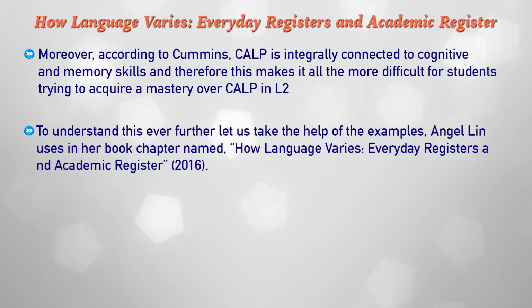To understand this even further, let us take the help of the examples Angel Lin uses in her book chapter named How Language Varies, Everyday Registers and Academic Registers, 2016. We will read and try to understand which of these two texts are more associated with a BICS context and which is more associated with a KALP context.